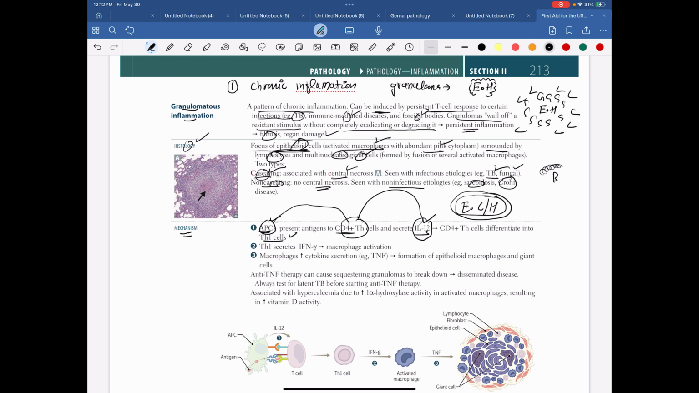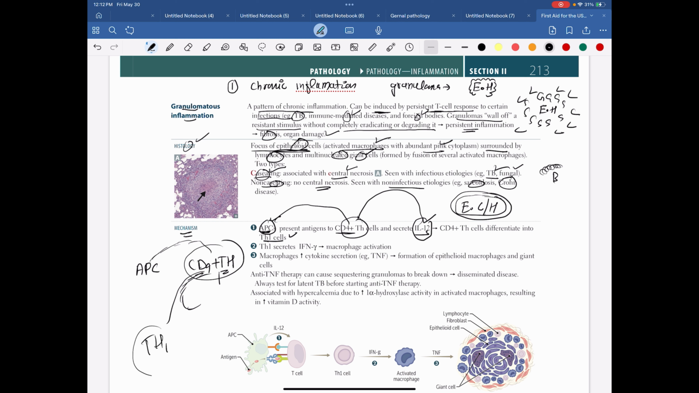So let's take a quick review. First of all, these are the antigen presenting cells. Antigen presenting cells present the antigen to CD4 plus T helper cells. When they do, the CD4 T helper cell produces interleukin 12, and this interleukin 12 will go back and stimulate the CD4 T helper cell to form a T helper 1 cell.